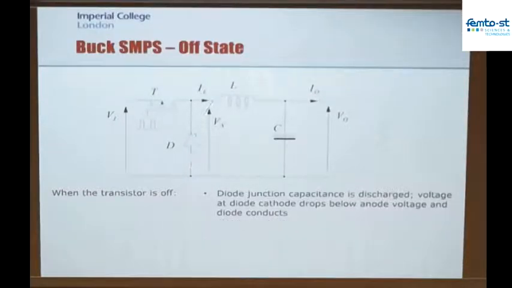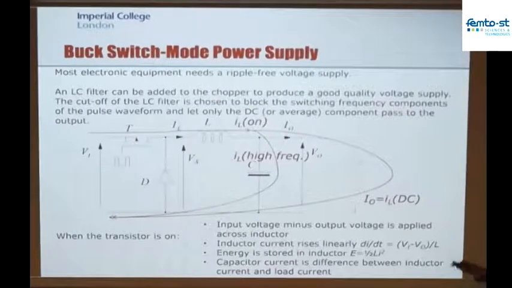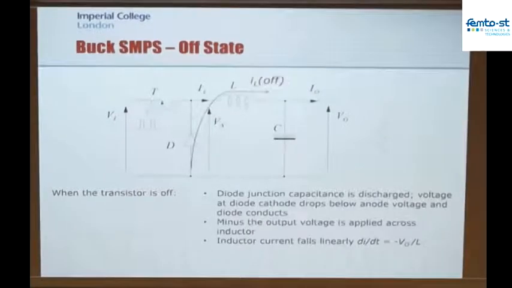So it was rising in the previous case. Inductor current was rising here because this voltage was higher than this voltage. In this case, it's now falling because this voltage is higher than this voltage. And actually, that's how we get this system into steady state. When the transistor is on, the current in the inductor rises up a bit. When it's off, the current in the inductor falls a bit.